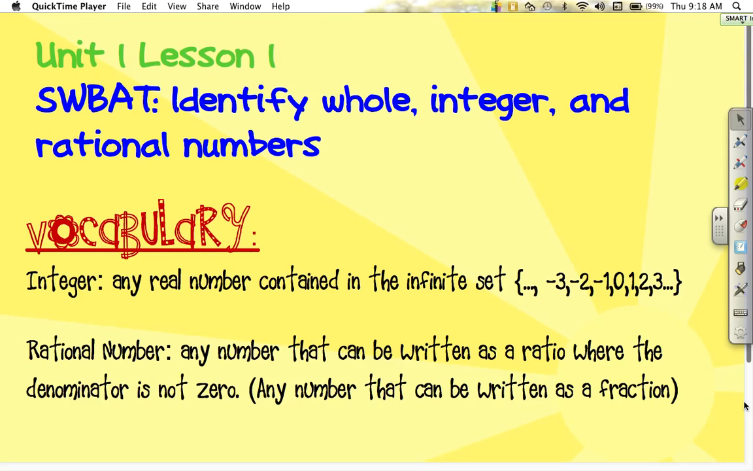Now if we go to our rational number, that's going to be any number that can be written as a ratio or a fraction where the denominator cannot be 0. So any number that can be written as a fraction. We also are going to include terminating decimals and repeating decimals in our rational numbers, and we'll take a look at those here in a minute.